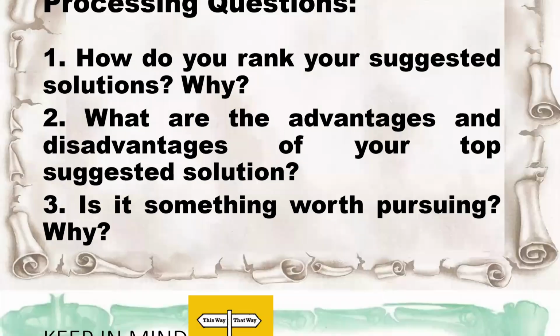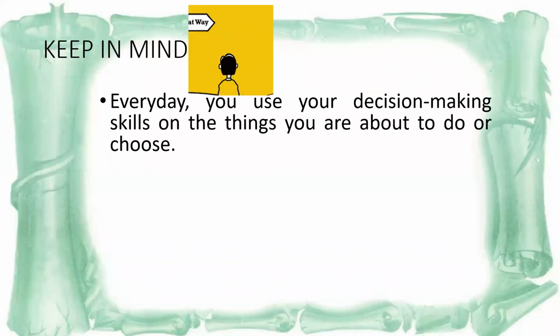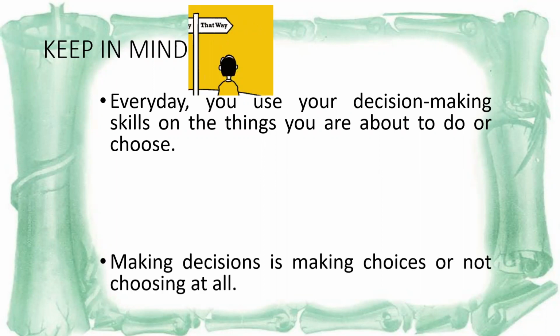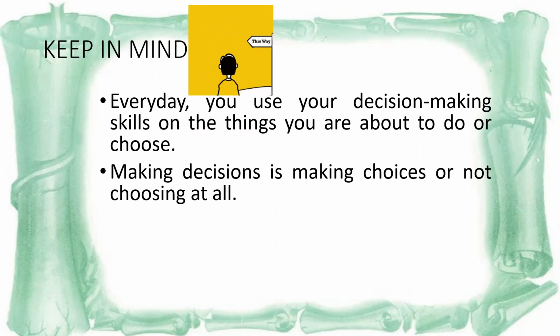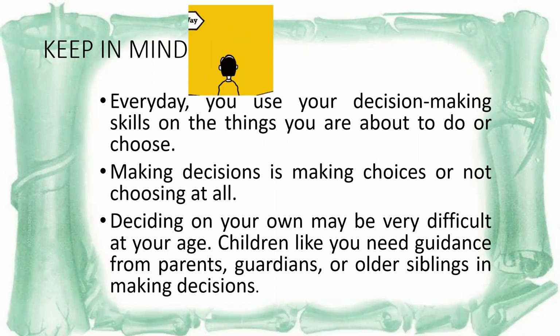Let's now proceed with our discussion. Keep in mind, every day you use your decision-making skills on the things you are about to do or choose. Making decisions is making choices or not choosing at all. Deciding on your own may be very difficult at your age. Children like you need guidance from parents, guardians, or older siblings in making decisions.